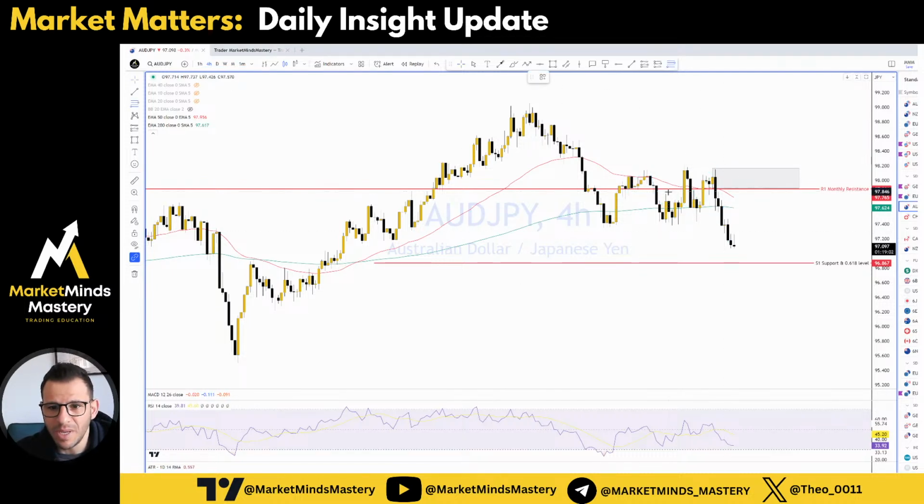To find the minimum target, we can measure this high to this low, and we can double the distance, or we can use the Fibonacci extension on the opposite side, from this low to this high, and we find that 200% here can be the minimum target. So let's see what's going to happen.